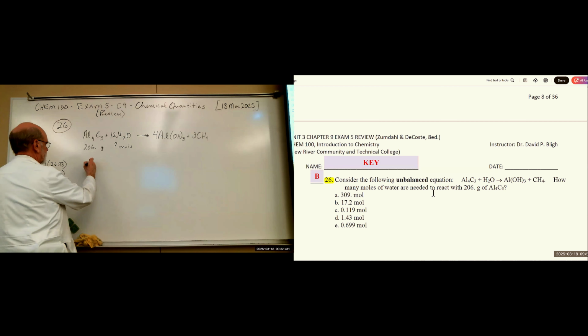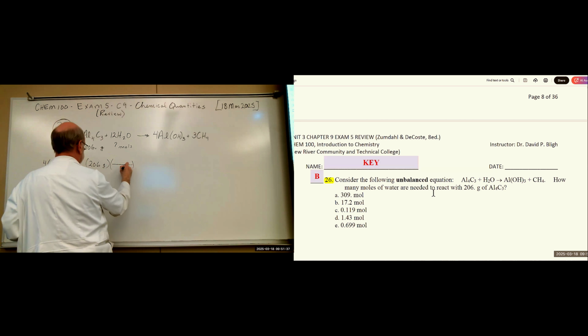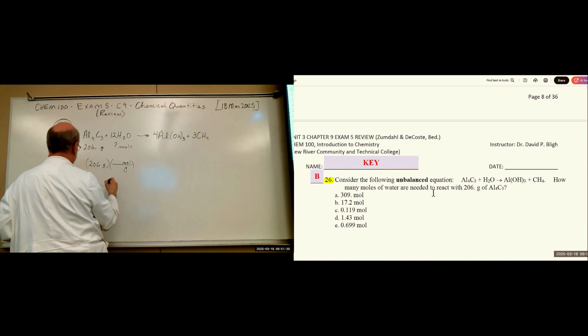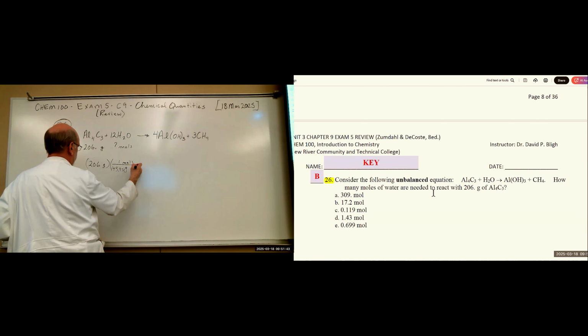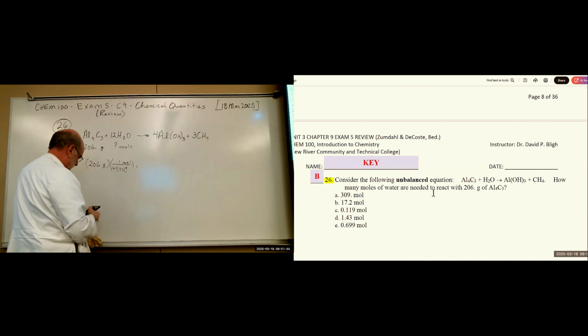So we have 206 grams of aluminum carbide. We want to find out how many moles that is. Divide that into 206. And I get 1.431 moles of aluminum carbide.